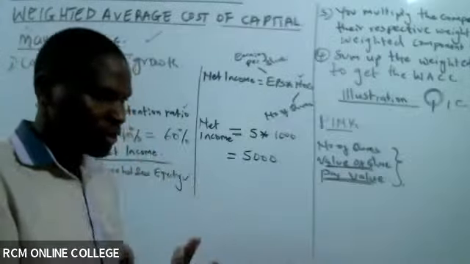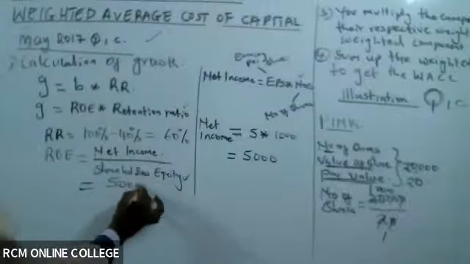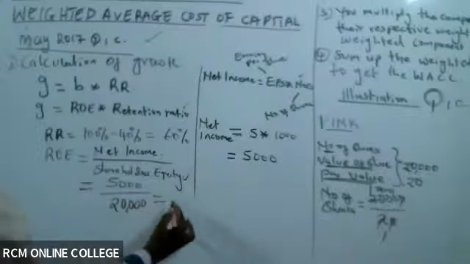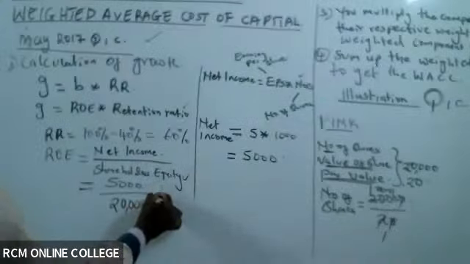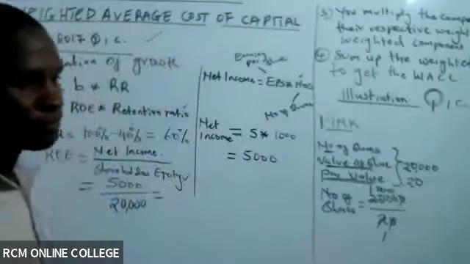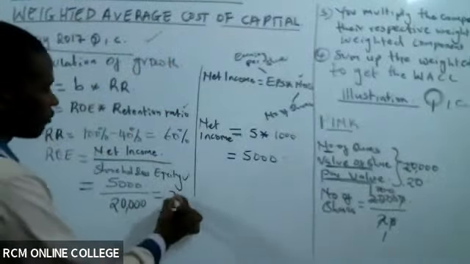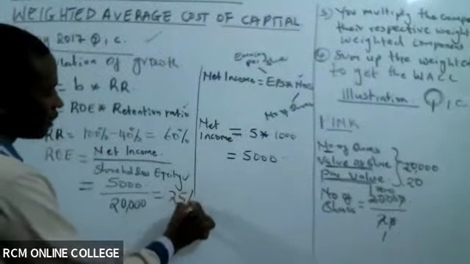So we are able to get our ROE. Our ROE will be equal to our net income divided by shareholders equity, which is 20,000. We will express it as a percentage. Net income formula: net income is given by earning per share multiplied by number of ordinary shares. It has been given as 25%.